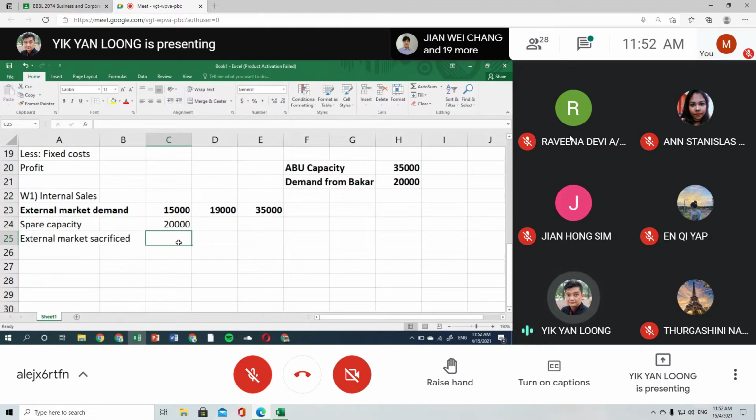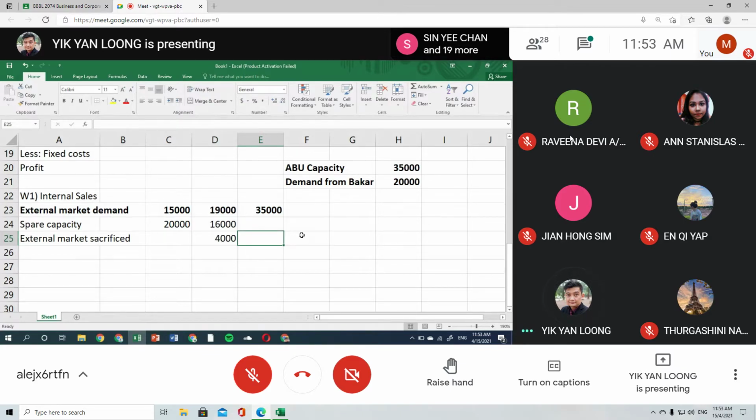The external market demand is 19,000. How much spare capacity will Abu have now? This will be 35,000 minus 19,000. So in this case, the spare capacity will be 16,000. So Abu will use 16,000 spare capacity to produce for Baka. But the demand for Baka is 20,000 units, right? So he will need to sacrifice 4,000 of the external sales, isn't it?